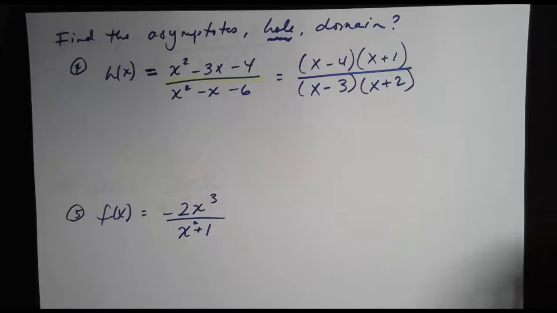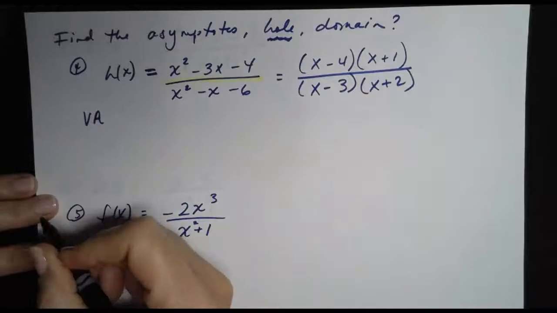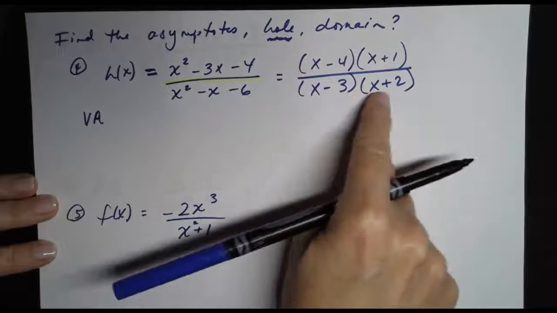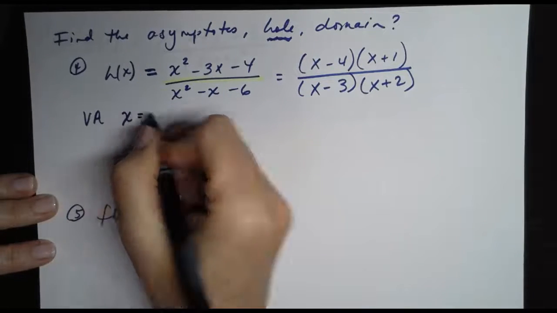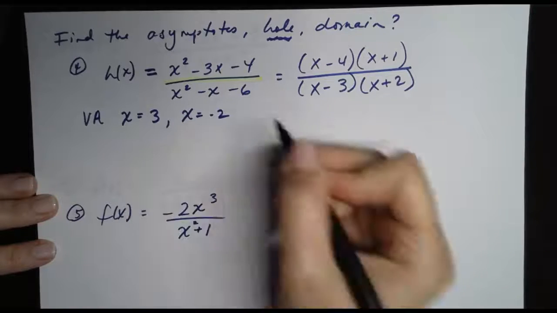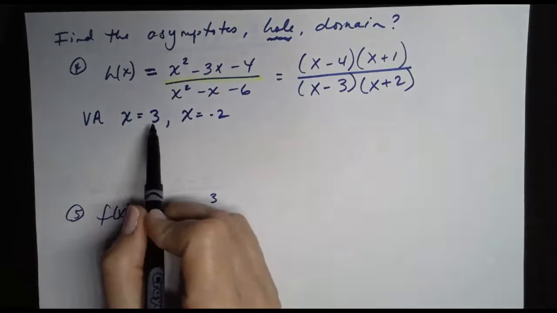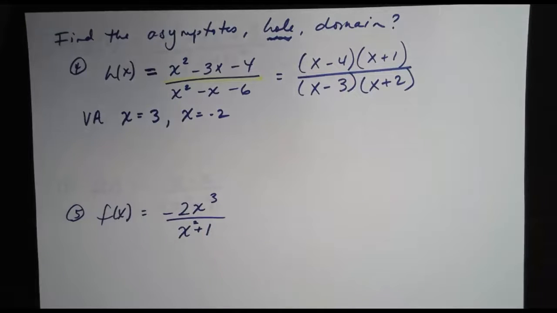So what does that mean? Well, A, it means there's no hole, and B, it means we can very clearly see that there are vertical asymptotes because we have two restricted values here. So vertical asymptote at x equals 3 and x equals -2. Remember, if you don't put x equals, it's wrong. We're not just talking about values. We're talking about vertical lines, so they need to be described appropriately.